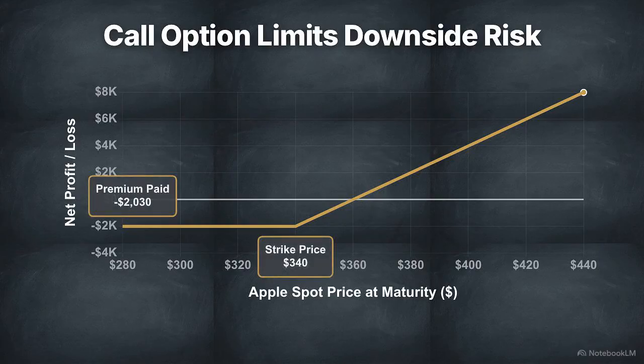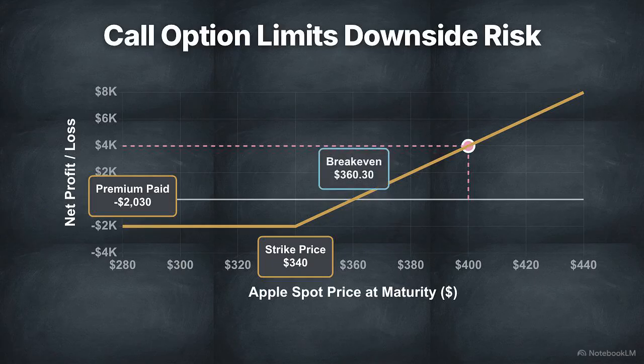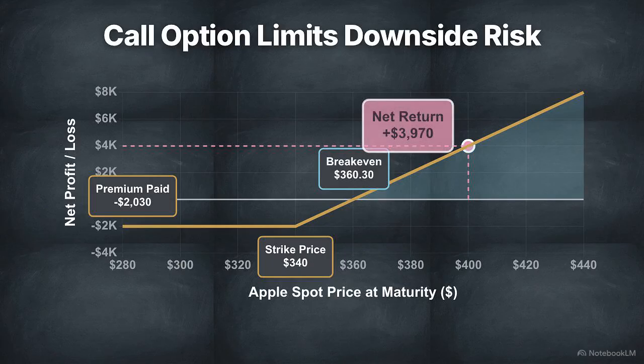At an ask price of $20.30 per share, multiplied by the standard 100-share contract size, the buyer pays a $2,030 premium, establishing a hard floor on potential losses. If the Apple spot price hits $400, we see geometric expansion. The profit extends infinitely above the break-even point, yielding a $3,970 net return.